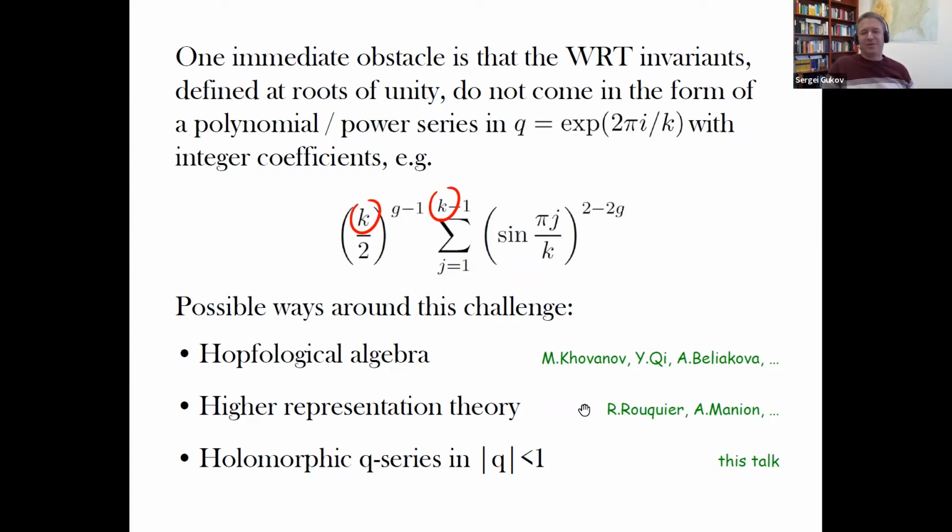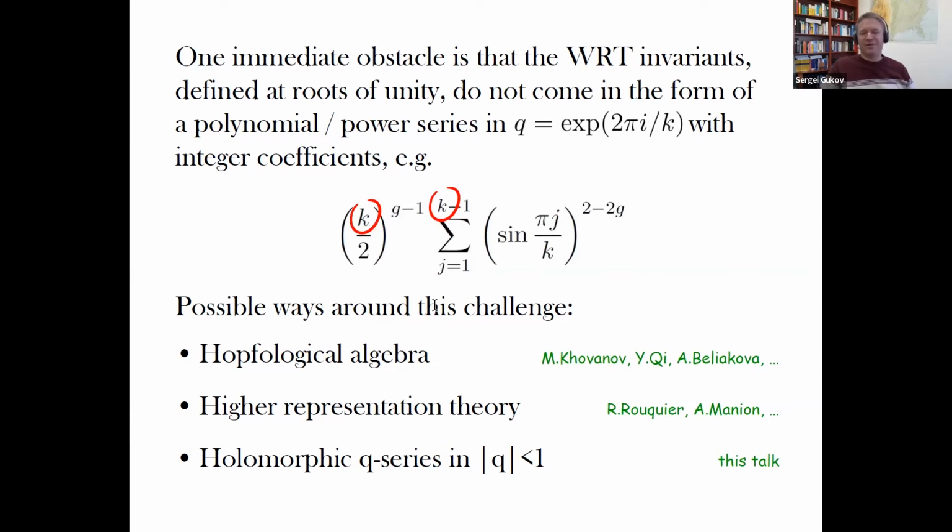In the case of WRT invariants, unfortunately, that's not the case. WRT invariants of general three-manifolds don't seem to have any nice expression in terms of the variable q, which is the exponential of 2 pi i over this integer level. So q is a root of unity. And it's in terms of the level k that most formulae are generally written.